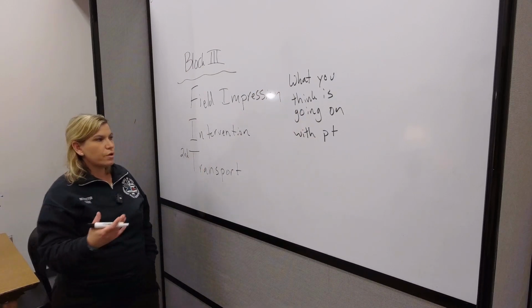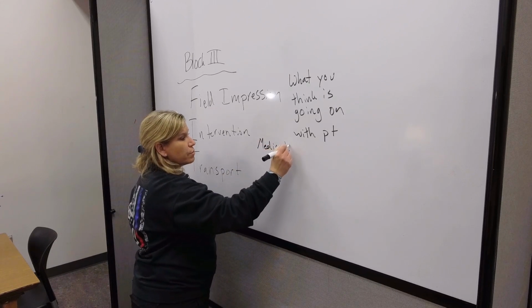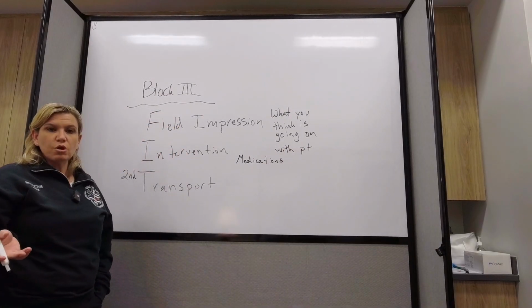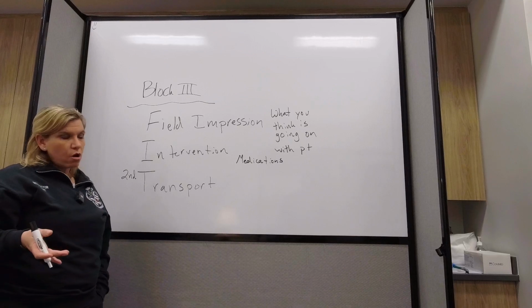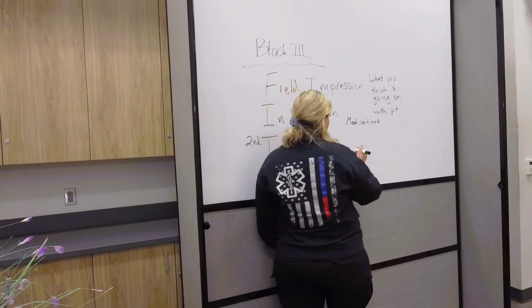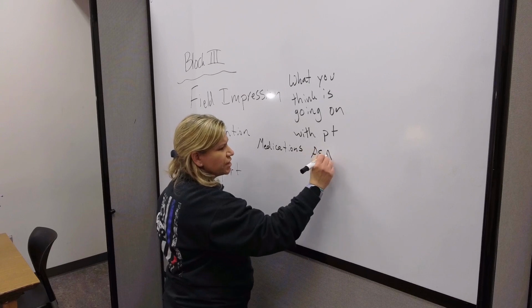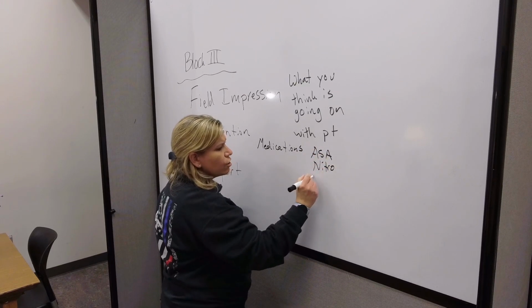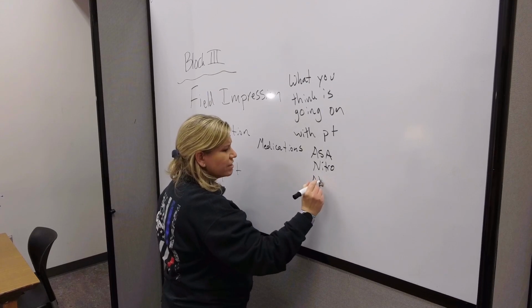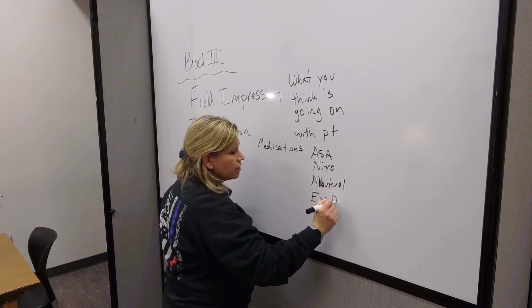What are interventions? Interventions can include medications that we may assist our patient with or give to our patient. Of course we know oxygen is something that we could do without calling medical control, but a lot of your other medications you have to call medical control before assisting with, okay? That would include aspirin, nitro. You can do albuterol for your asthma. You can do an EpiPen.